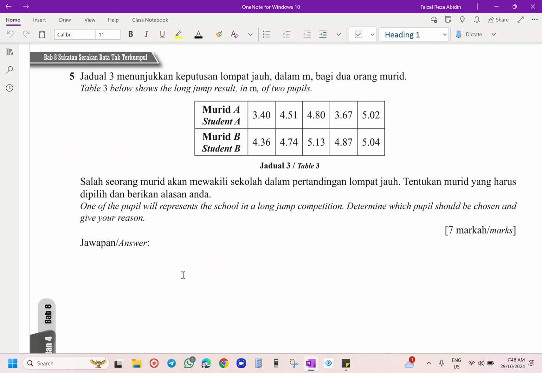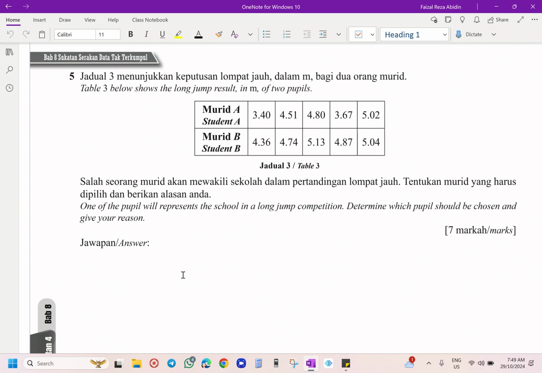What do you want to find? How do we want to determine which student you are going to choose? You just mentioned it. So we are going to compare what? We are going to compare the standard deviation. For the formula, you can have a look at the page beside page 1, where the standard deviation formula is given.